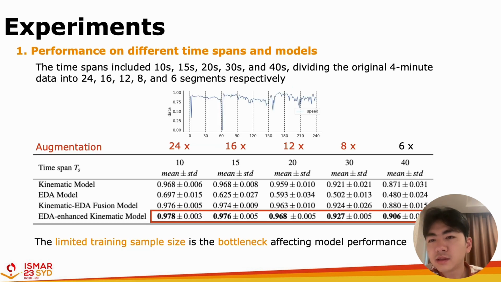We identified certain parameters that may have an impact on the experimental results, such as the time span. Different time span settings, including 10 seconds, 15 seconds, 20 seconds, 30 seconds, and 40 seconds, divide the original 4-minute data into 24, 16, 12, 8, and 6 segments respectively.